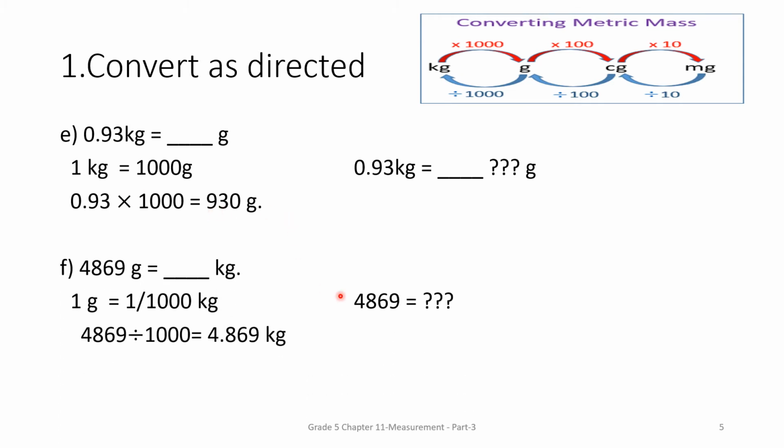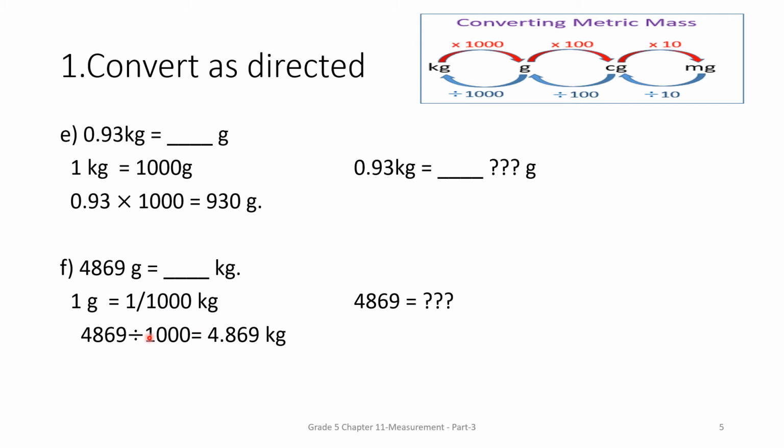Okay, now scholars, we will see sum number F, which is 4869 gram equal to how much kgs? Now here we have to convert gram to kg, that is from smaller to bigger. So what we need to do over here? We need to divide. Okay, so 1 gram equal to 1 by 1000 kgs. So how much will be 4869 grams? So for that, what we need to do, scholars? We need to divide 4869 by 1000. Okay, so here comes division by 1000.